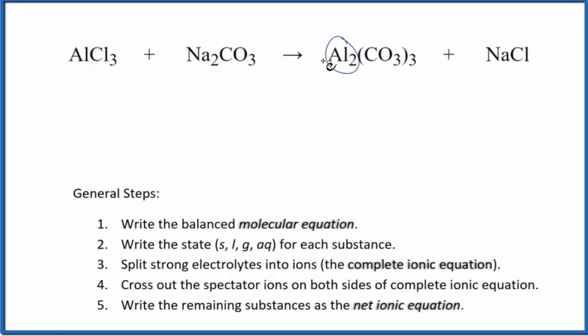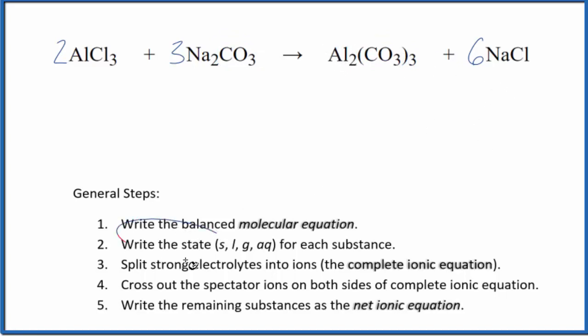I can see I have two aluminums here and only one here. I'm going to put a 2 in front of the aluminum chloride. That balances the aluminums, but now I have 2 times 3, 6 chlorine atoms. So I'm going to put a 6 here. That balances the chlorines, 6 sodiums. If I put a 3 here, 3 times 2 is 6 sodiums, 3 of the carbonates, but I have 3 carbonates here. That's it. This is the balanced molecular equation.